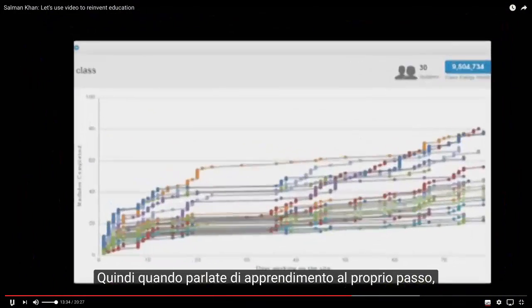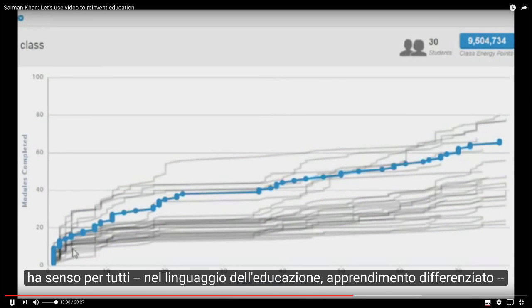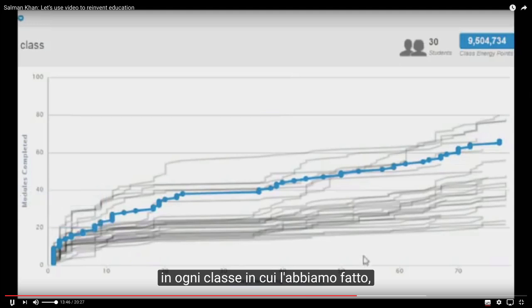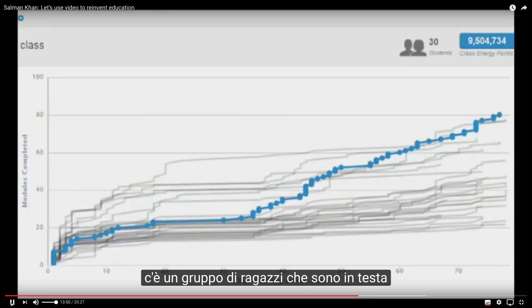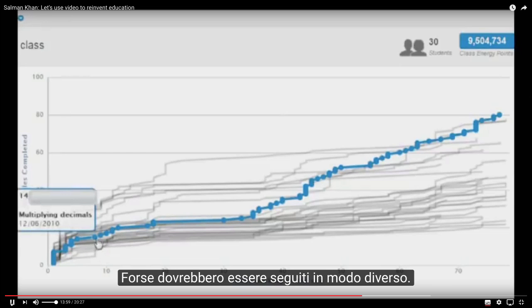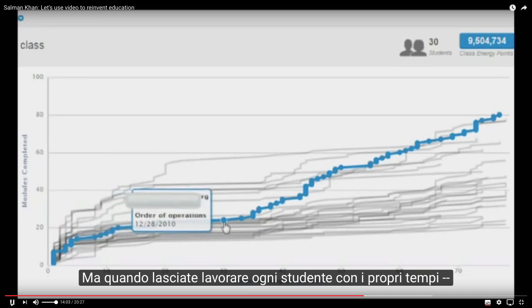So, when you talk about self-paced learning, it makes sense for everyone. In education speak, differentiated learning. But it's kind of crazy what happens when you actually see it in a classroom. Because in every classroom we've done this in, over and over again, if you go 5 days into it, there's a group of kids who've raced ahead, and there's a group of kids who are a little bit slower. And in a traditional model, if you did a snapshot assessment, you'd say, oh, these are the gifted kids, these are the slow kids. Maybe they should be tracked differently. Maybe we should put them in different classes.